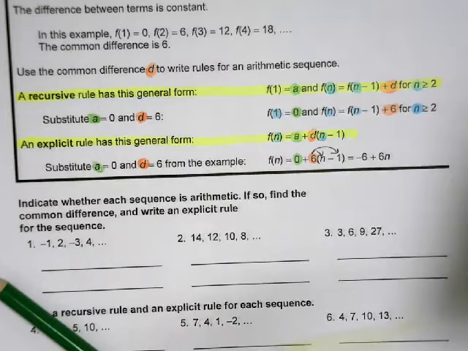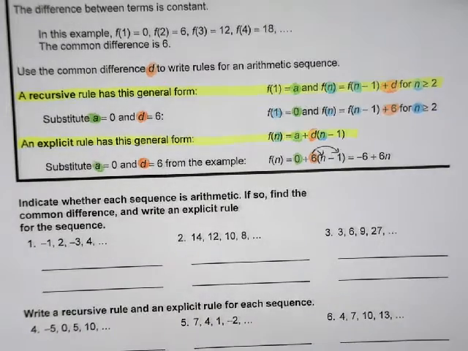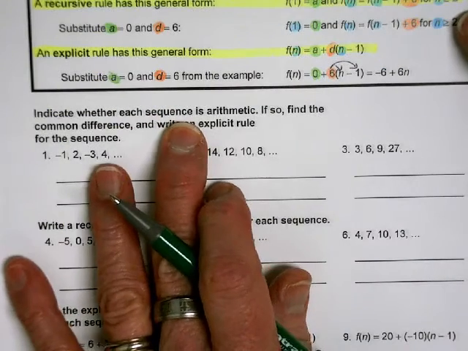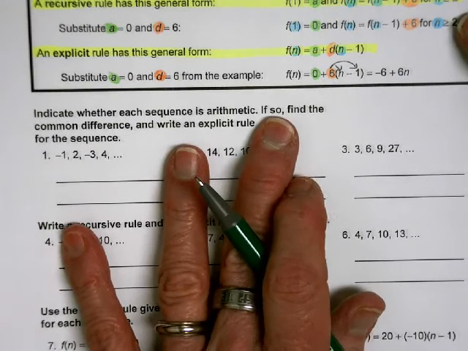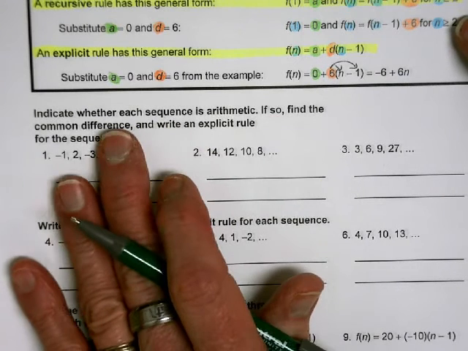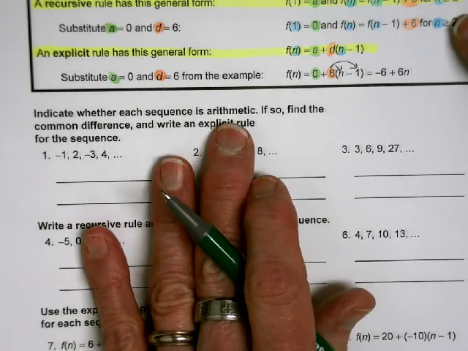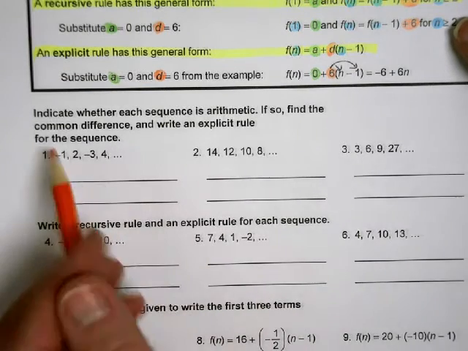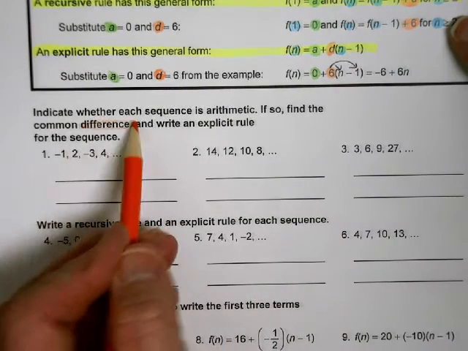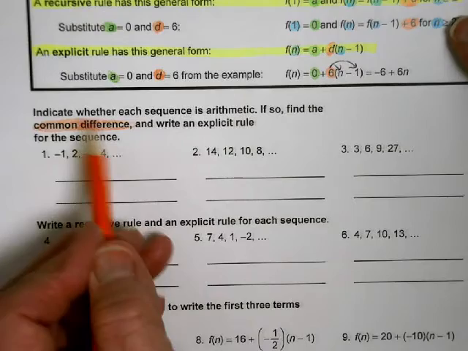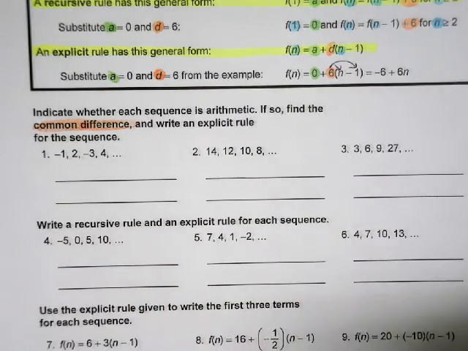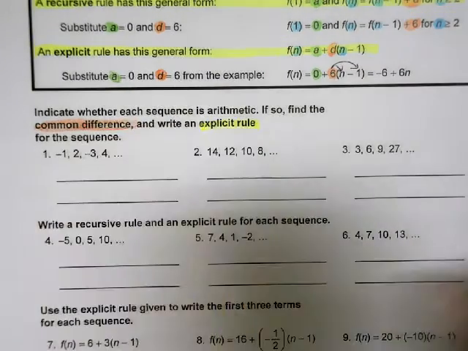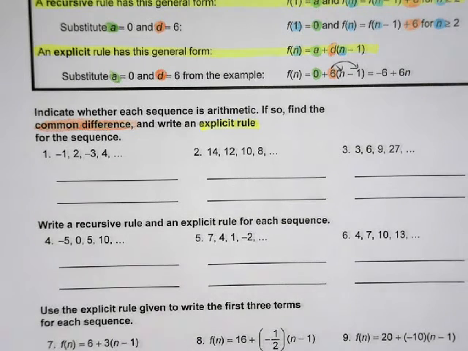Okay. Let's practice. First, we have to determine if it's arithmetic, and then if it is, we march on with finding D, and then, oh, we only have to write the explicit rule. Yay. So first it's a yes or no, and then we find D and write the shorter, sweeter rule.